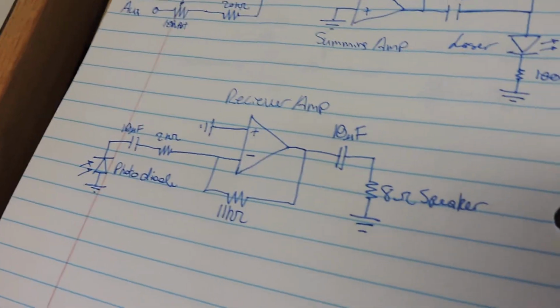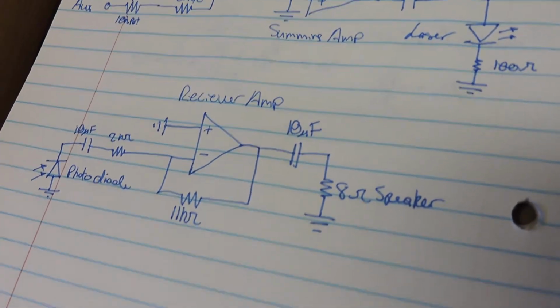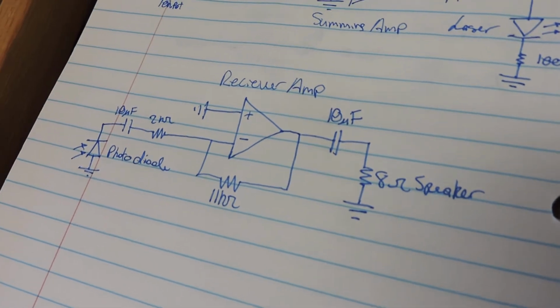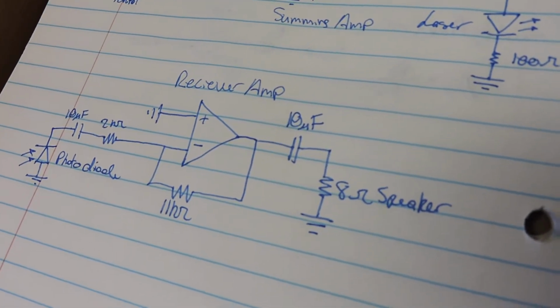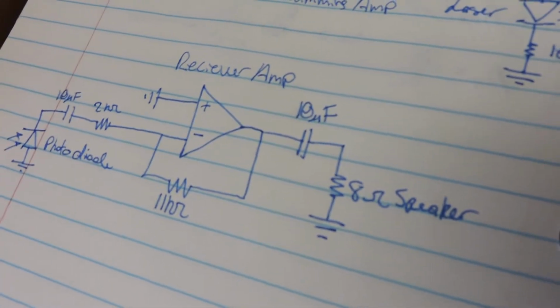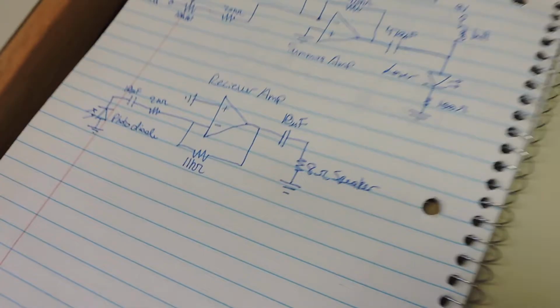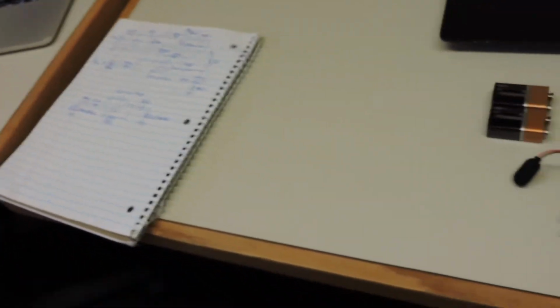Then that gets coupled through another 10 microfarad capacitor, once again to block the DC current, and then that goes straight to the 8 ohm speaker. So now we'll present how our circuit works.